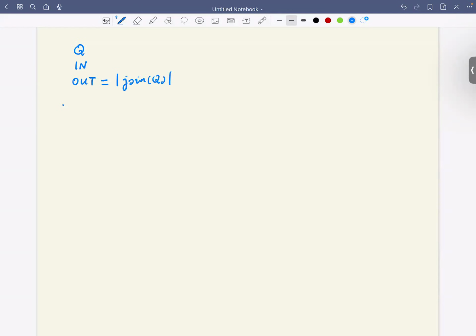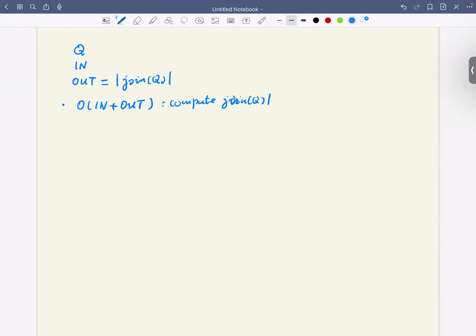So what do we know? The first thing we know is that if you want to compute the entire join result, you can do it within this time complexity, in plus out. This is basically the best you can hope for, and you can see it's linear to both the input and the output sizes. So that's the first thing we know.